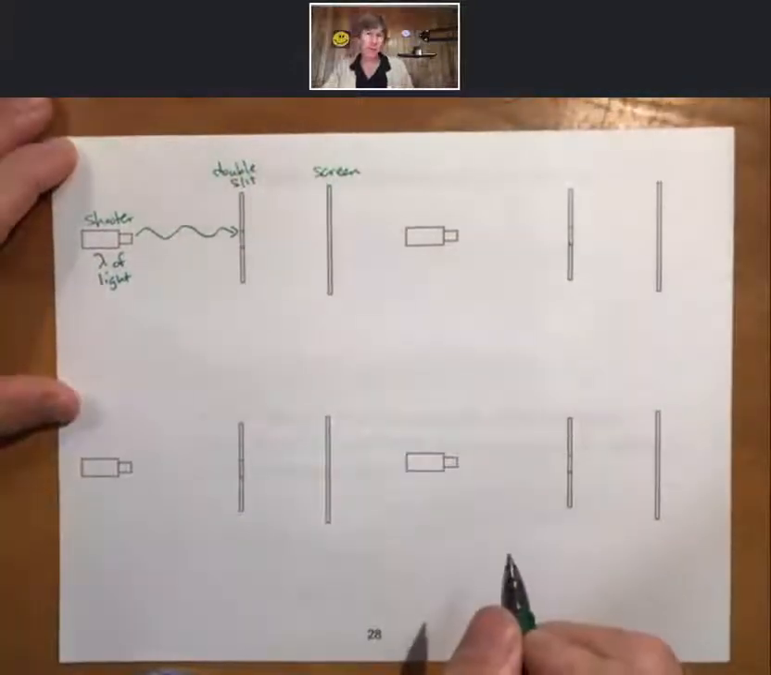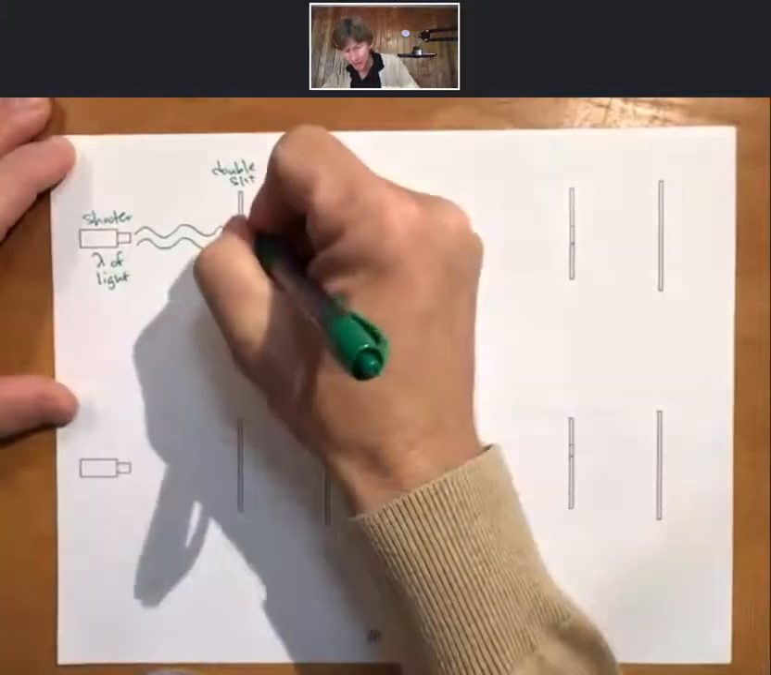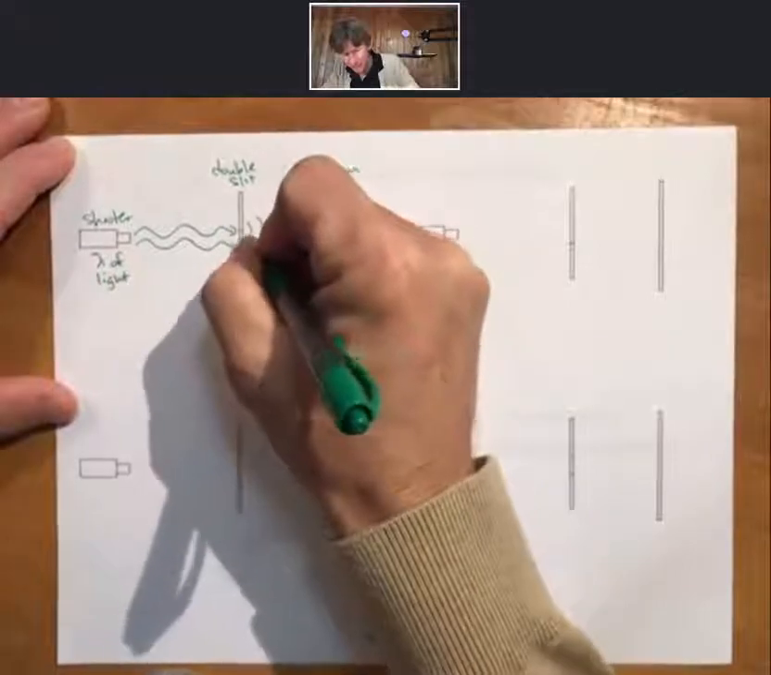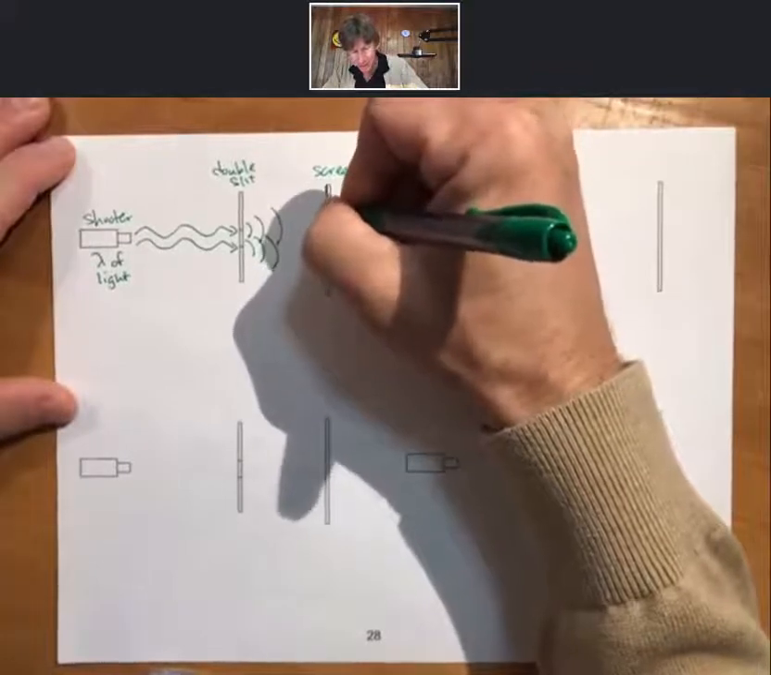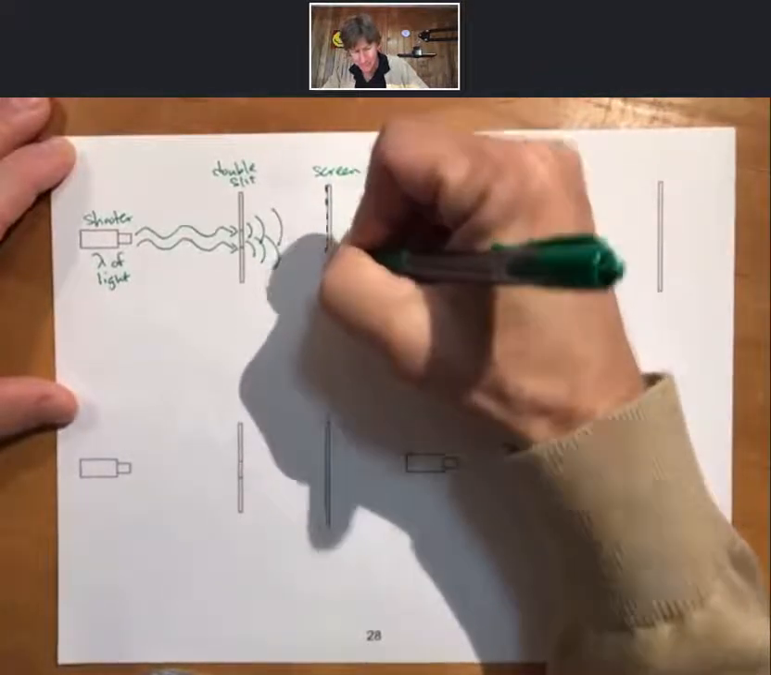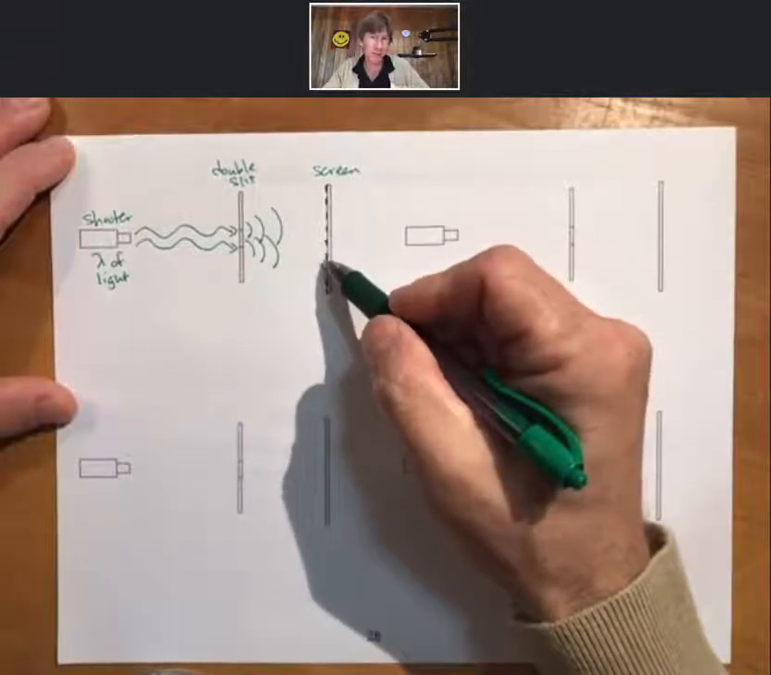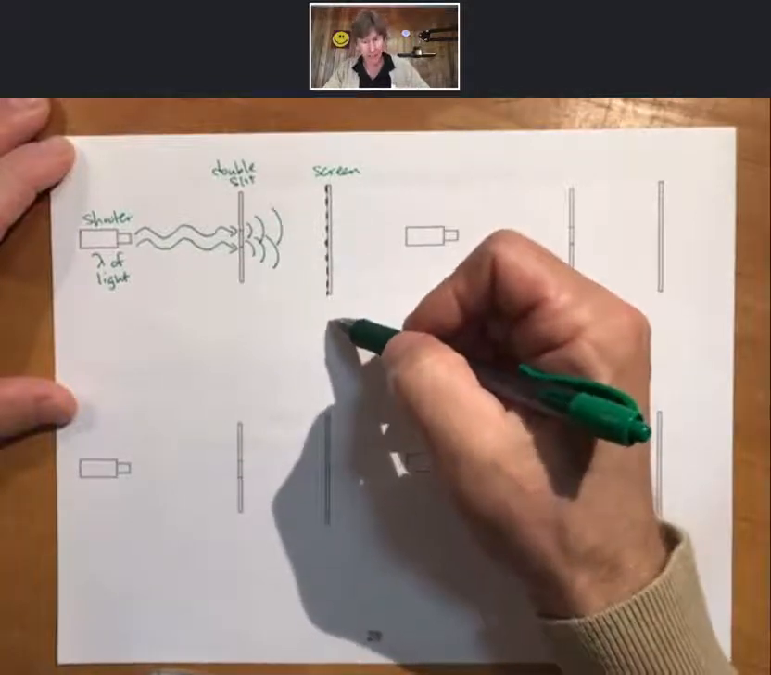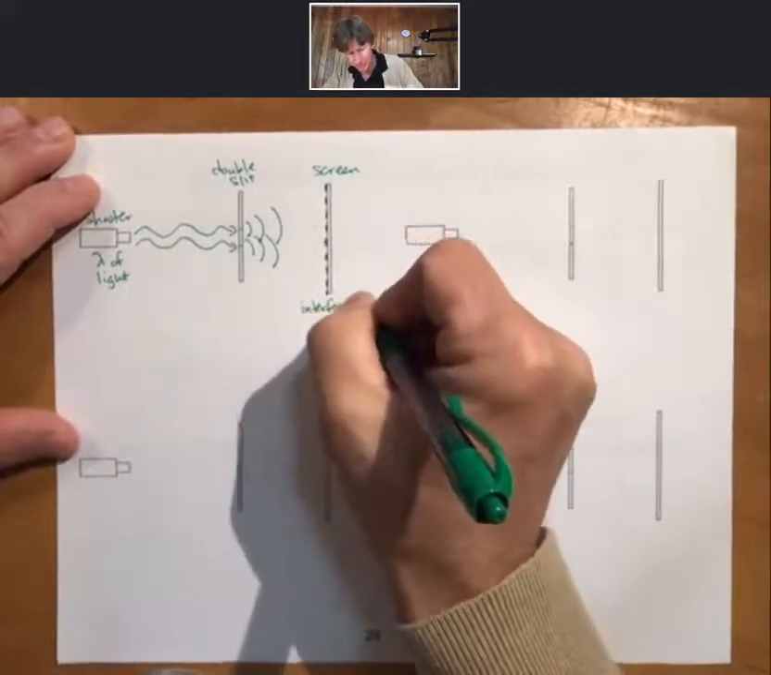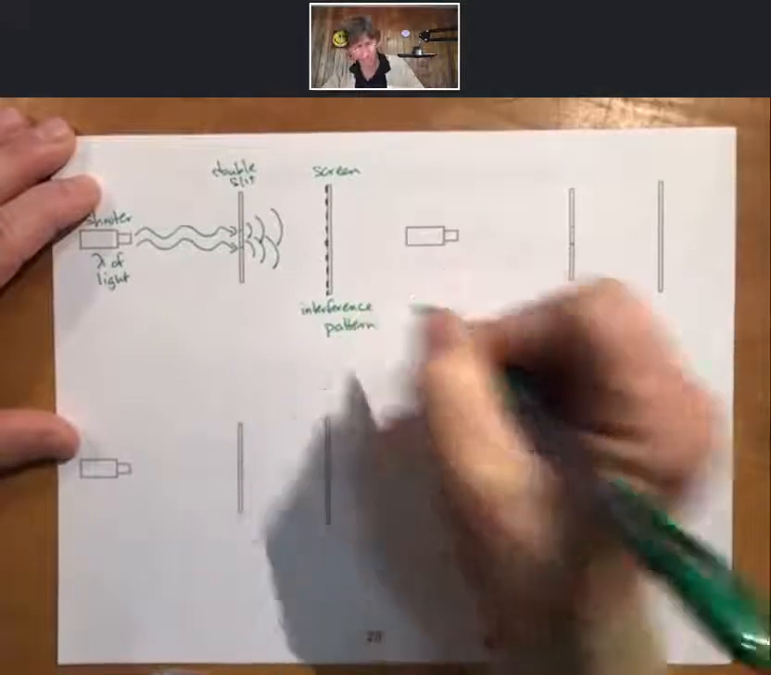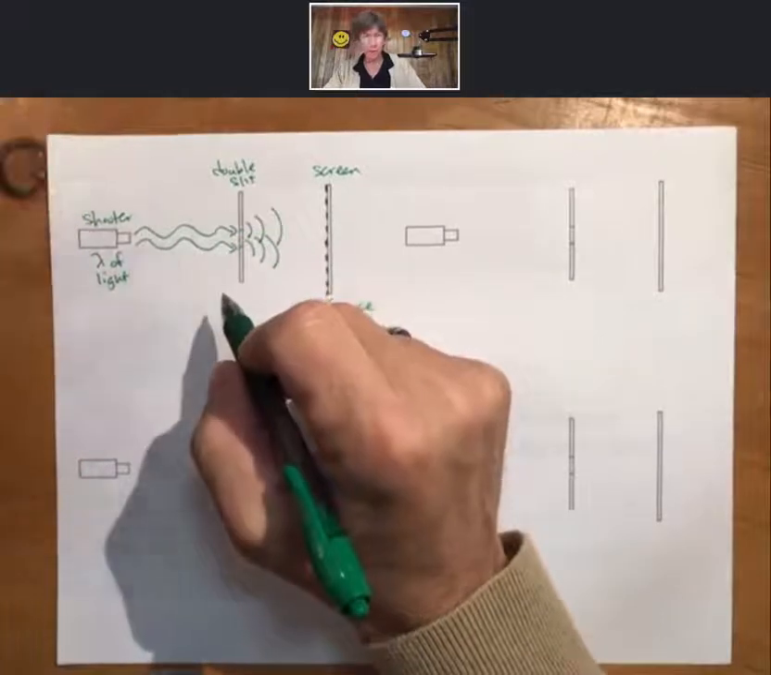Some of the wavelengths will go through the top slit. Some of the wavelengths will go through the bottom slit. Those 2 wavelengths will interfere, and on the screen they will produce an interference pattern. I'm not sure which of these is the actual bright and dark spots. The key thing in this drawing is there are bright and dark spots, and you can see that there's an interference pattern, also called a diffraction pattern. Okay, so that is straight wave-like behavior of light.